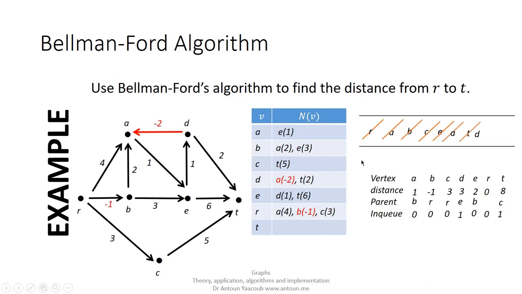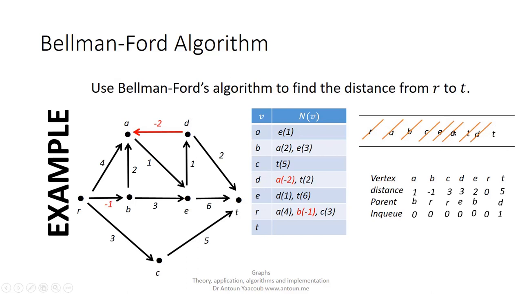Now T has no adjacent vertices, so we do nothing. Now it's the turn of D. So D is 3. 3 minus 2 is equal to 1, so it's already 1, so I do nothing, and I need to remove it here. Then I have D, which is equal to 3. 3 plus 2 is equal to 5, so it's a good choice. So I will modify it and enqueue T again. So I will repeat T.